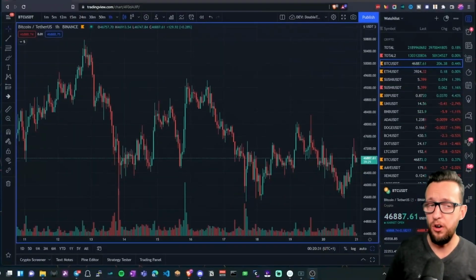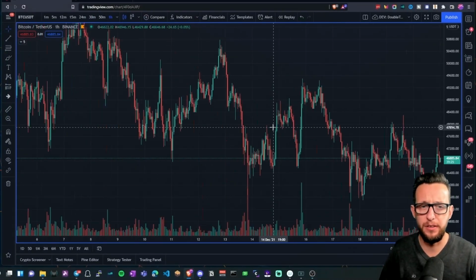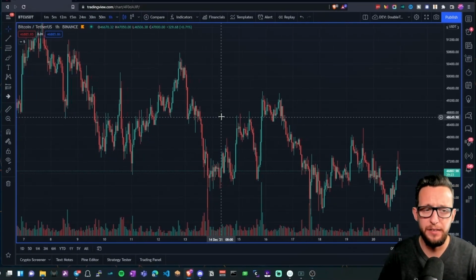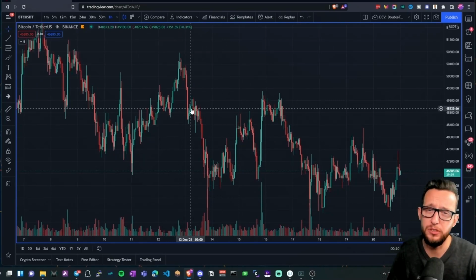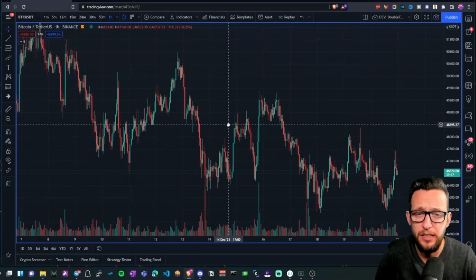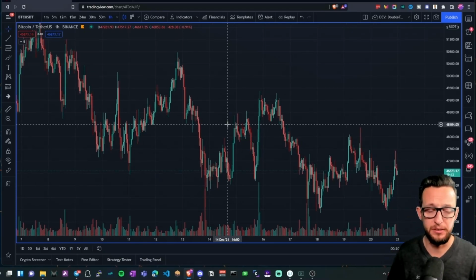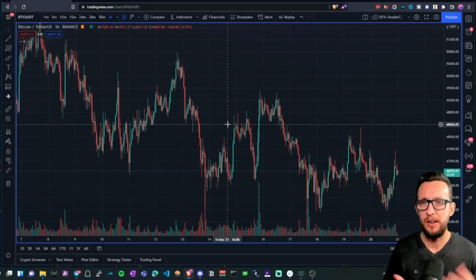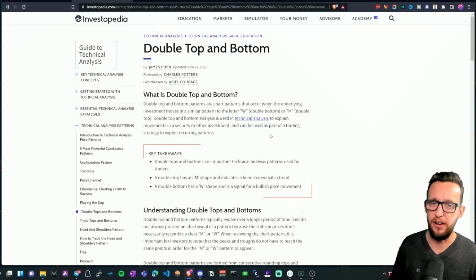Okay, here we are on TradingView as always. This is my preferred platform for trading charts. So we're going to be looking at double top and double bottom patterns. As a trader for the past couple of years, these double top and double bottom patterns actually jump out at me as I look at the charts. But let's have a look at Investopedia to find out exactly what they are.